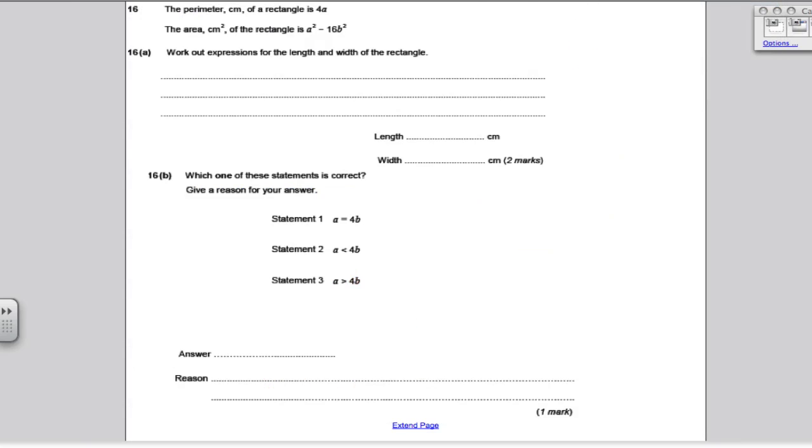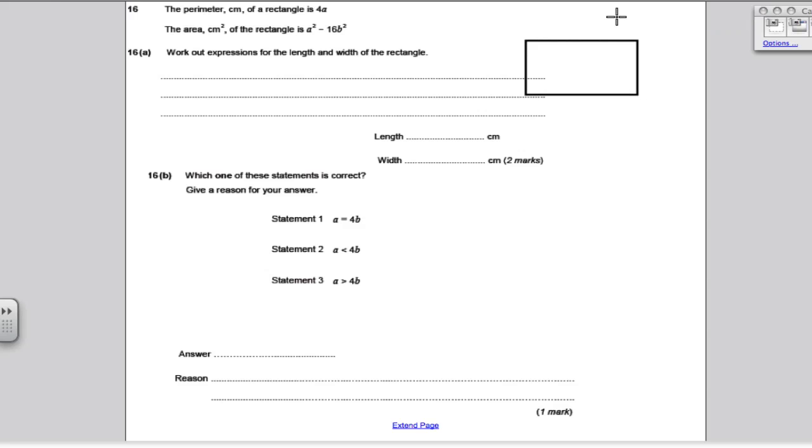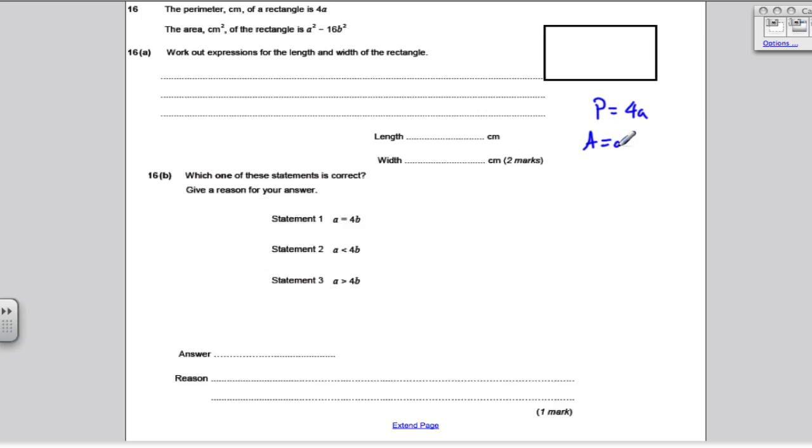Question 16. It tells us that the perimeter of a rectangle, let's draw this rectangle out here, is 4a, and the area is given by a squared minus 16b squared. Now, looking at this, it looks hard to get started. It will ask you to work out expressions for the length and the width.